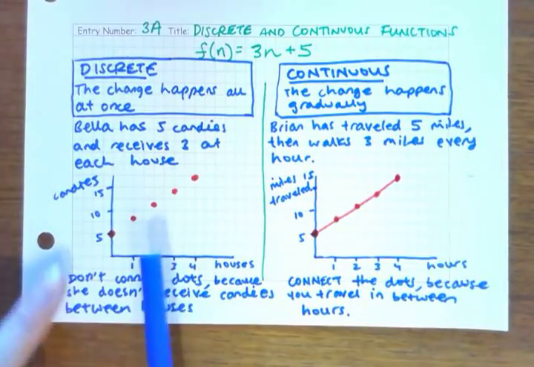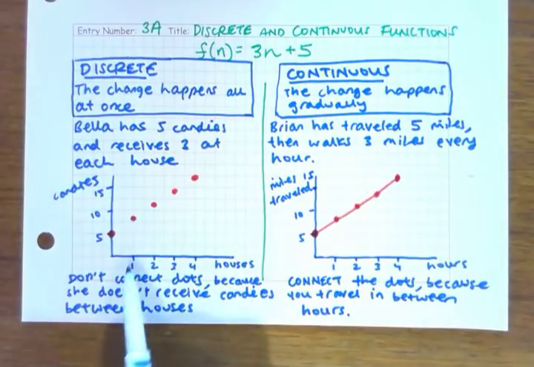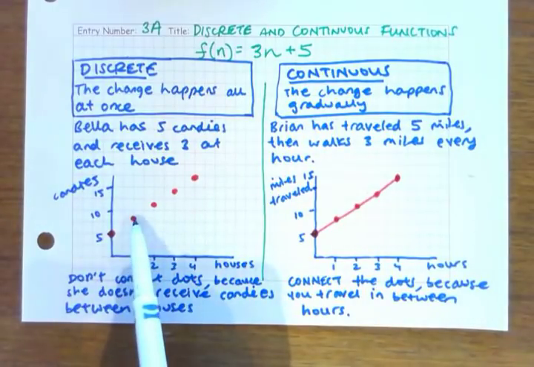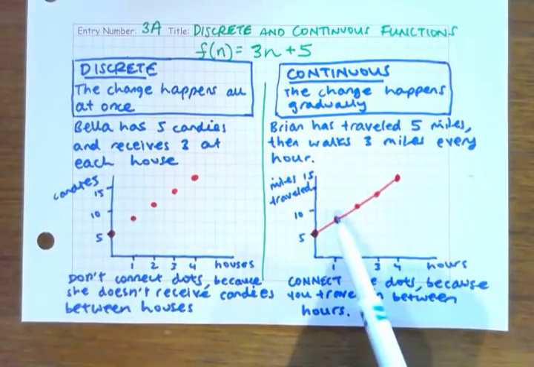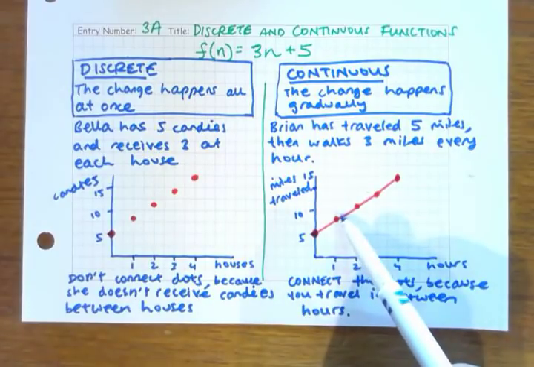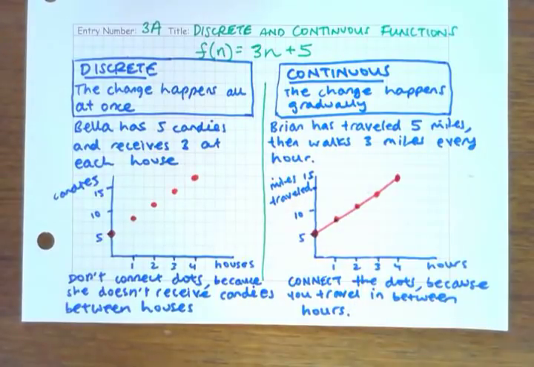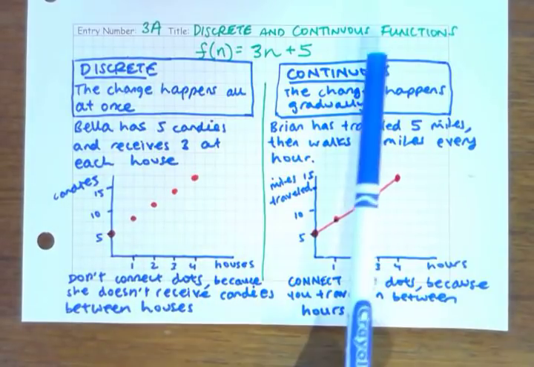Unlike the candy situation with Bella, right, she doesn't receive any new candies in between hour 1 and hour 2, so we don't connect that line. But in Brian's situation, between hour 1 and hour 2, he's still walking. So his distance traveled is still going up. So that's why we do connect these lines, because in between hours, he's still increasing his total miles traveled. So that is the difference between discrete and continuous.